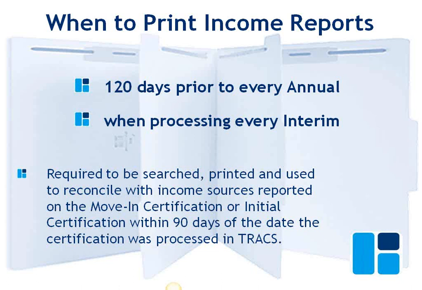The second time that you have to print the income report and income discrepancy report is every single time you're doing an interim. It doesn't matter when the interim was in relation to the last annual. It doesn't matter if the interim is because you're just adding a child. Every single time you process an interim, you have to print the income report and the income discrepancy report and review them. So again, always print them on the same day in those instances.